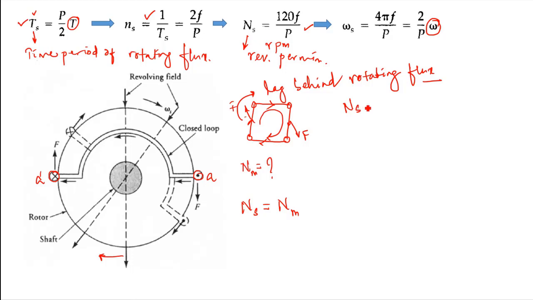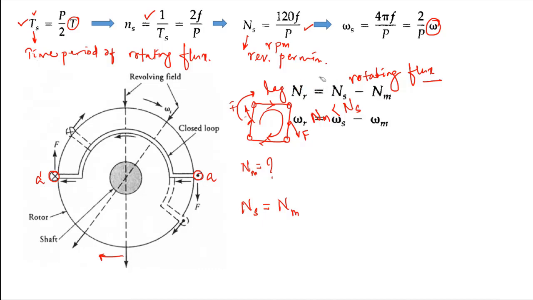So if rotating flux is rotating at ns, and your coil is rotating at nm, then we can say that your nm will always be less than ns. Okay, it will never achieve the speed of ns. Whenever it achieves it, it will again lag behind, because the torque will reduce on the coil, right? So therefore, it will always lag behind.